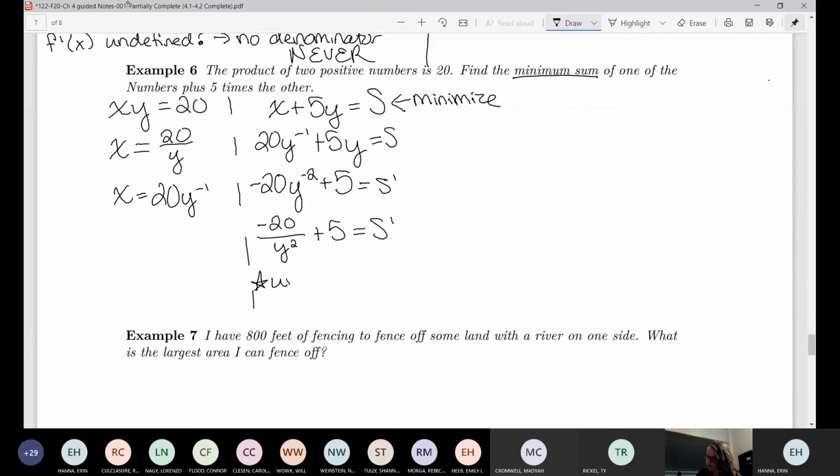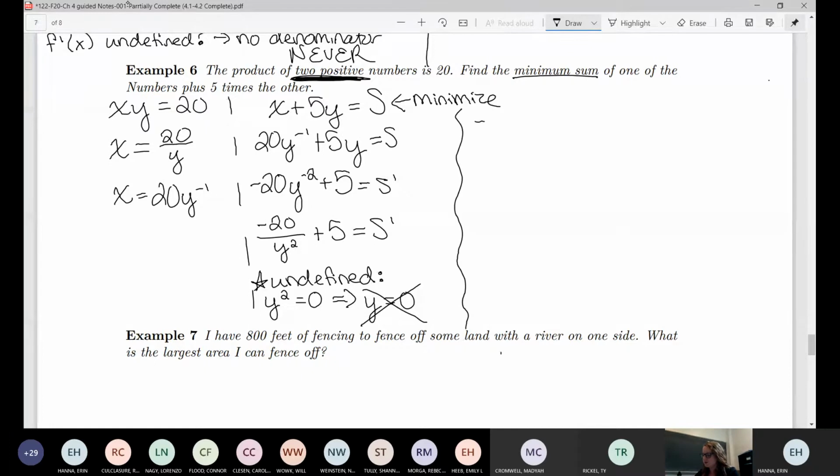One thing really quick, let's talk about undefined. Well, we have a denominator here, y squared, so we set that equal to 0. That'll give us y equals 0. But in the very beginning of the question, it says the product of two positive numbers. 0 is not considered to be a positive or a negative number, really. So we just don't care about it. We're going to take that out of the running.